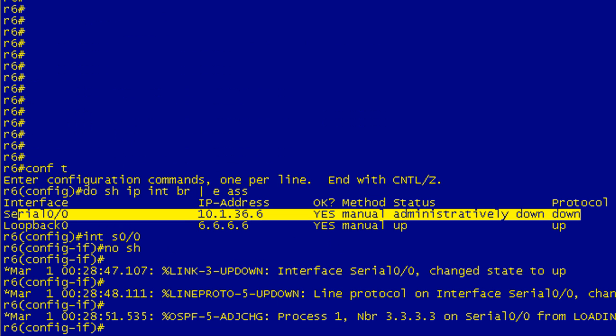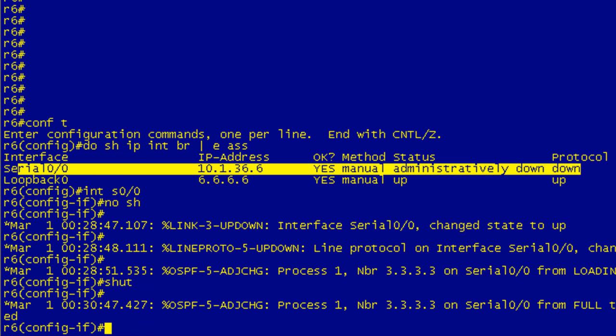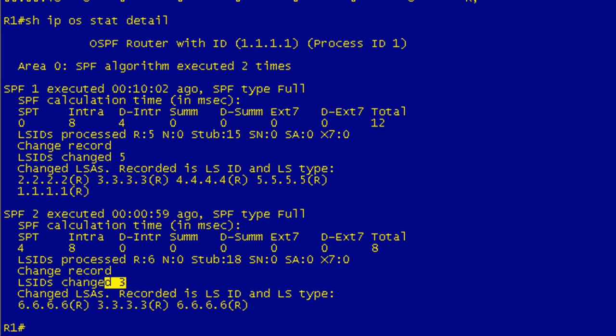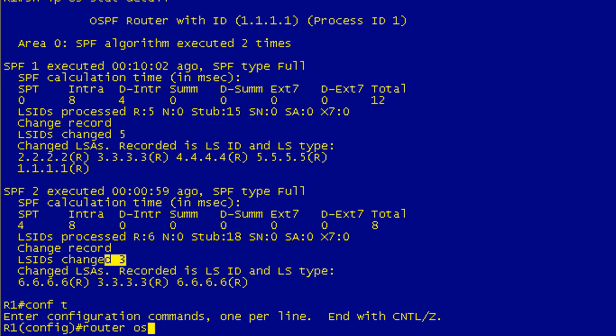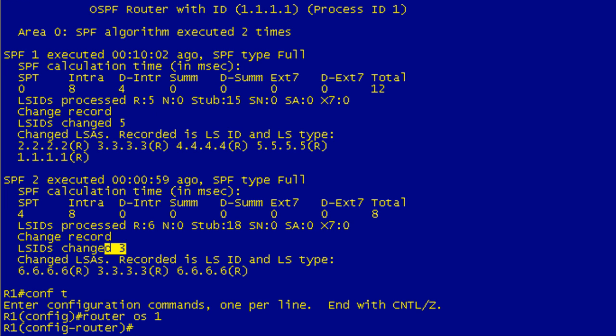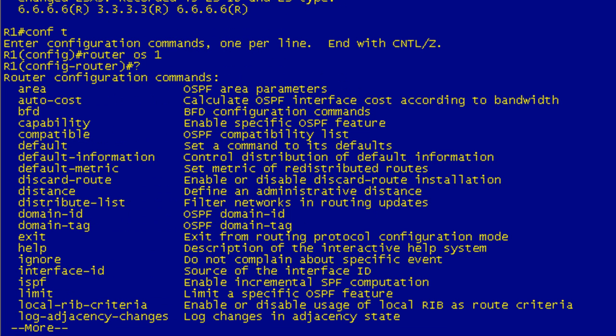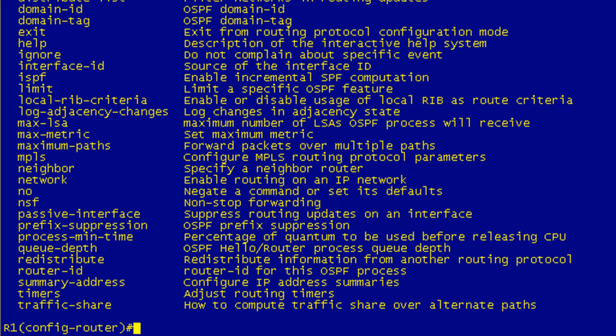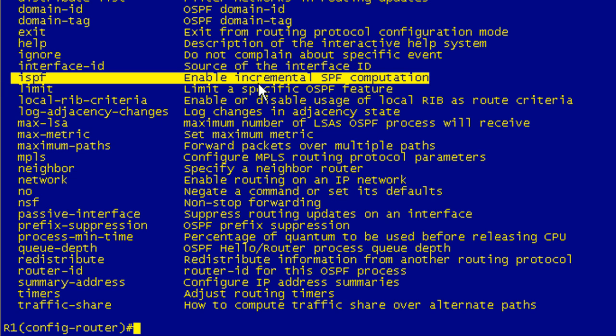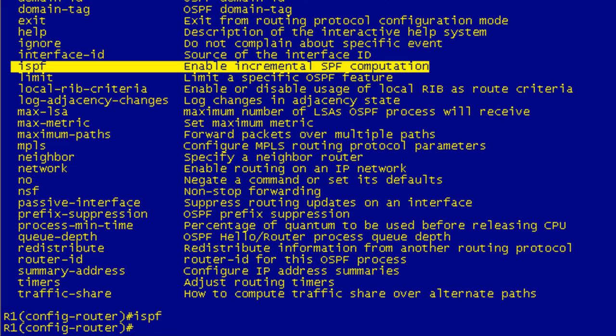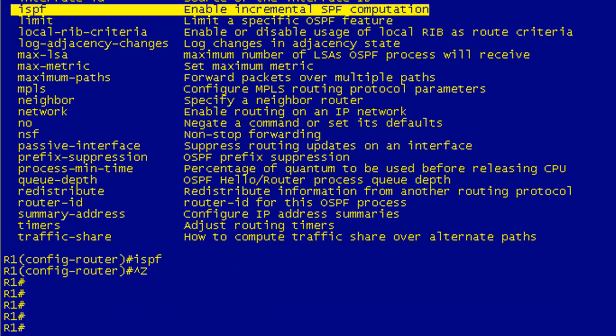So what we're going to do is go back over to R6 and shut this guy down again. And while that's baking, we will get into configuration mode on R1, and go into router OSPF process 1, and then the command. If you invoke the Cisco IOS help with the question mark, you can see we got quite a bit of stuff here. This is what we're looking for. It says enable incremental SPF computation. So ISPF, hit enter. We're going to break out of configuration mode.